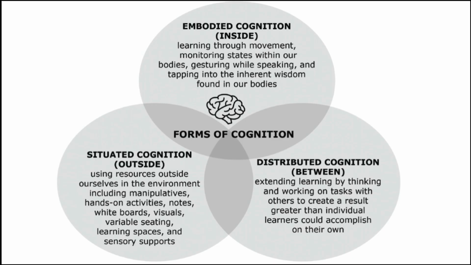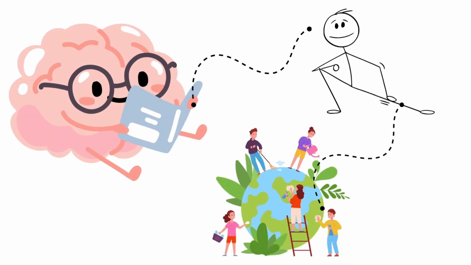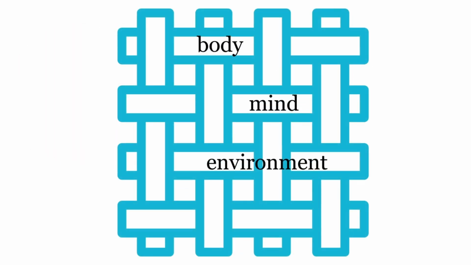These three forms of cognition help lighten cognitive load and increase cognitive flexibility by utilizing interactive, regulating resources. The brain becomes the best version of itself by connecting with the body through the environment. We must view learning as an integrated weaving of the body, mind, and environment.